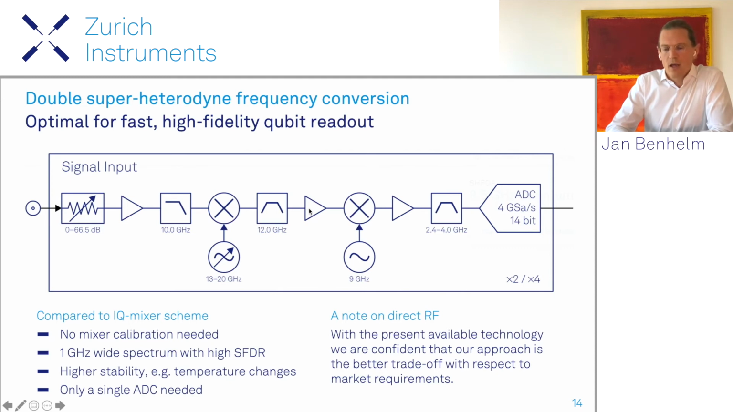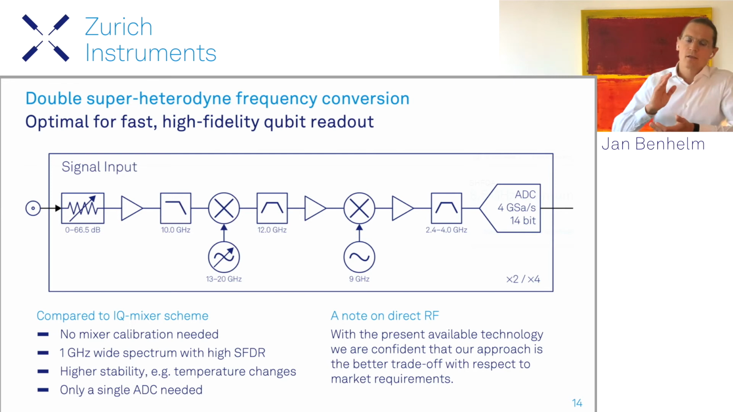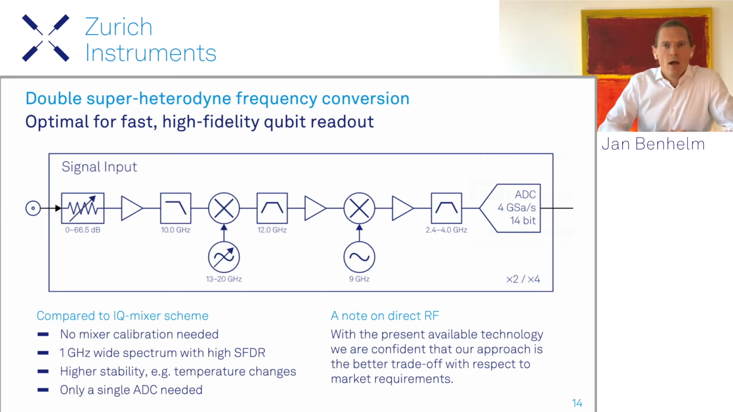And then there's another amplification mixing stage at 9 gigahertz. So you basically come to lie at around 3 gigahertz, where you amplify and filter again before the signal is then digitized in the first Nyquist zone of a 4 gigasample digitizer. And we already discussed the advantages with the IQ mixing scheme.